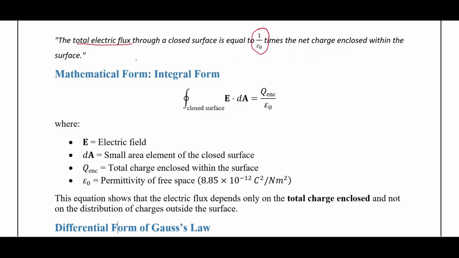This is a direct question asked in PGTRB. So these are the most important. So this is the integral form. Okay, this is the integral form, that should be the closed surface, electric field E dot dA, the area, is equal to Q enclosed by epsilon naught.